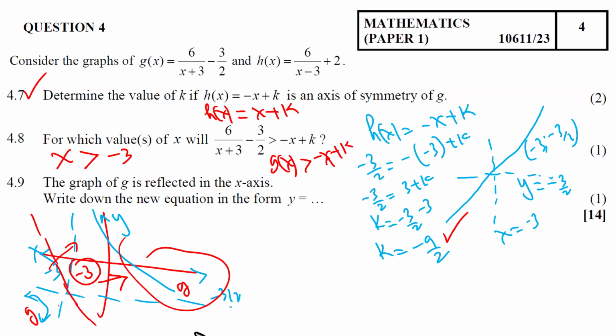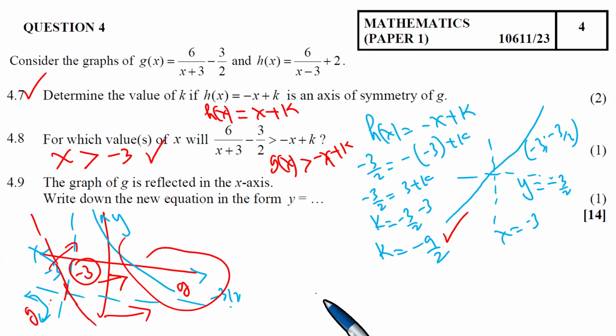I want us to look at the fact that G here, for instance, is below. G here is below, and we want G to be above. So G is surely above when x is bigger than minus 3, because if you progress in this direction, G is above, and here G is below.